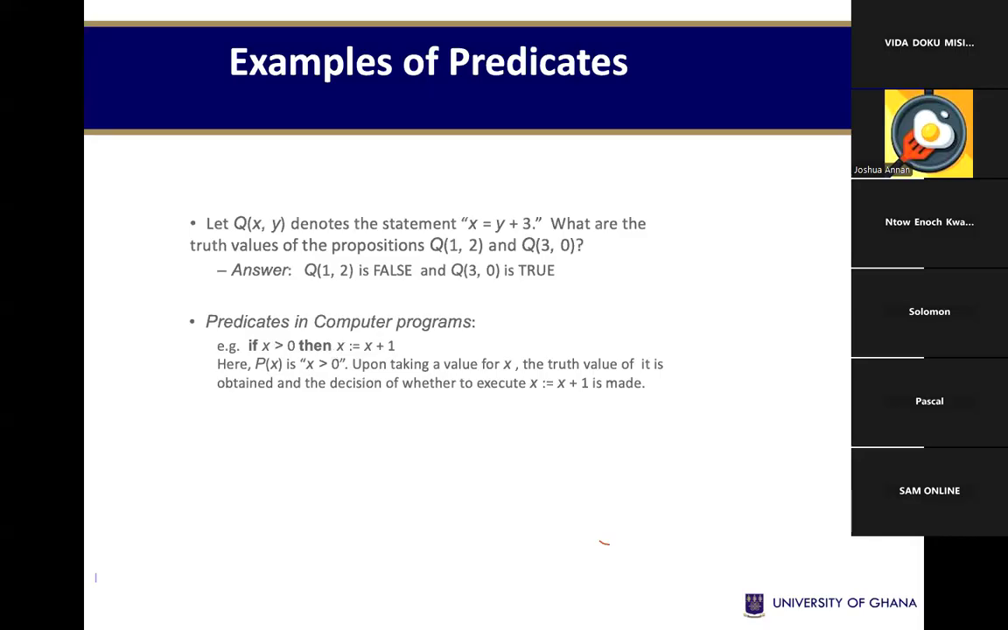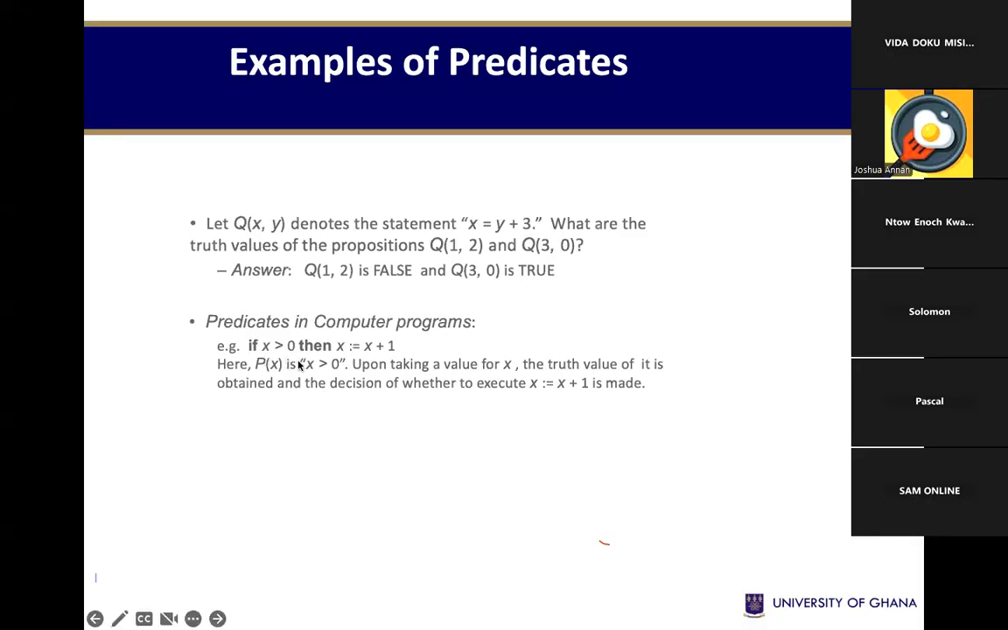So if initially x was 0, then we have 0 plus 1, which will give me 1, and I assign this to x. In that case, x will no longer be 0, but will now be 1. Again, if the value of x is, let's say, -1, -1 is not greater than 0. In other words, -1 is less than 0. In that case, we cannot come to the then statement, so the value of x will still be what was initially there. That's it.